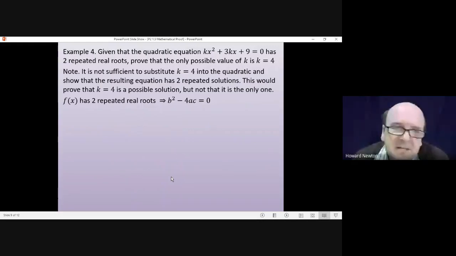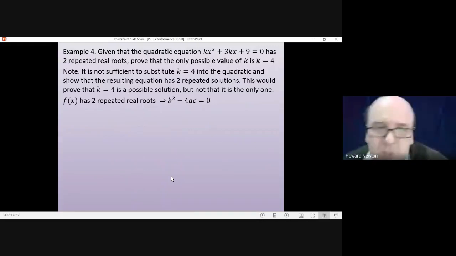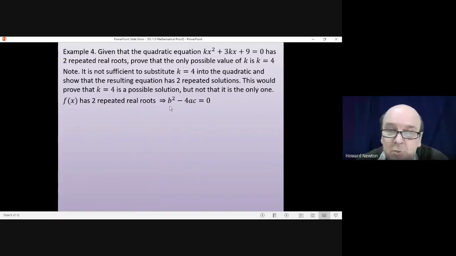Okay, let's have a look. So we're trying to prove that k equals 4 is the only possible value that will give this quadratic 2 repeated roots. 2 repeated roots means the discriminant has to equal 0. The discriminant is b squared minus 4ac, which in this case will be (3k) squared, that's b, minus 4 times k, which is a, times 9, which is c.